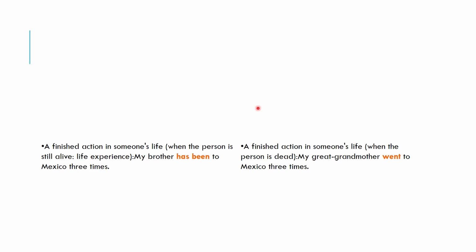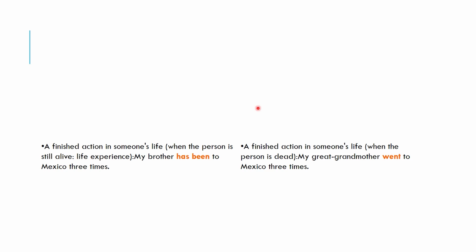Now, the other difference is that we use the present perfect to talk about a finished action in someone's life when the person is still alive. This is what? This is a life experience. Okay? When we talk about someone's life experience, we use present perfect when the person is still alive. Look at the example. My brother has been to Mexico 3 times. Now he is alive, but when we talk about his life experience, we use what? We use present perfect.